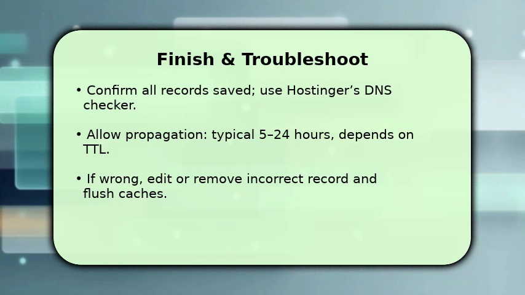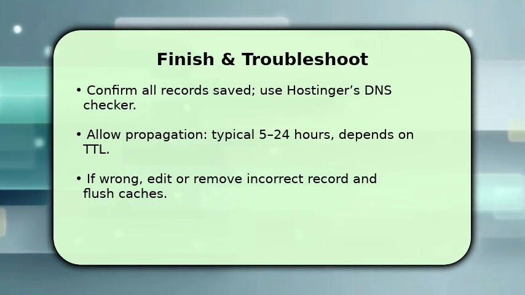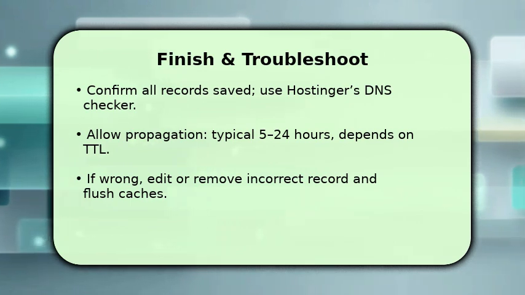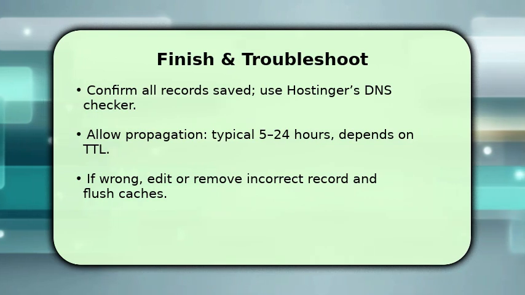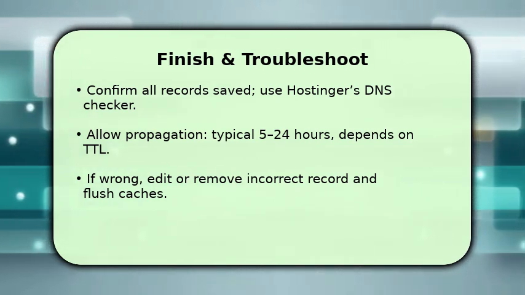Keep in mind DNS propagation can take from 5 minutes to 24 hours depending on TTL and upstream caches, so be patient. If something doesn't work, emails failing or sites not resolving, go back, edit or remove the incorrect record, and resave. As a key troubleshooting tip, clear your local DNS cache and use a public resolver to confirm changes instead of relying on stale ISP cache.